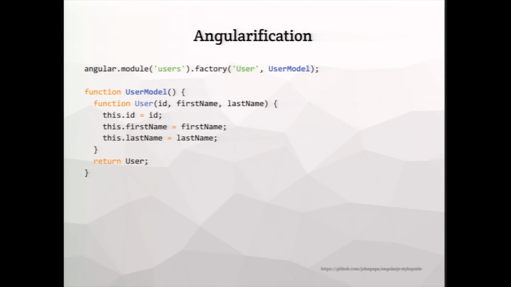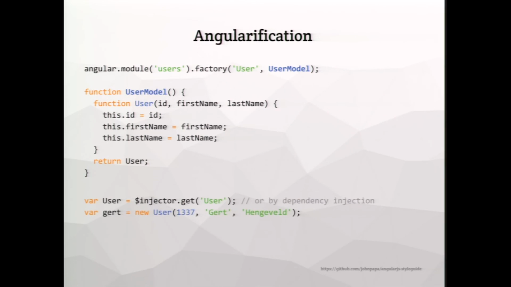Oftentimes, a lot of people just use an anonymous function. I prefer to name these things, so I can untangle those as well. This style here, where the user model function is defined underneath, is actually from the John Papa style guide that I really recommend you read. But anyway, finally, I have my class here, and I return the constructor. That function there, the function User, is the constructor, and I return that.